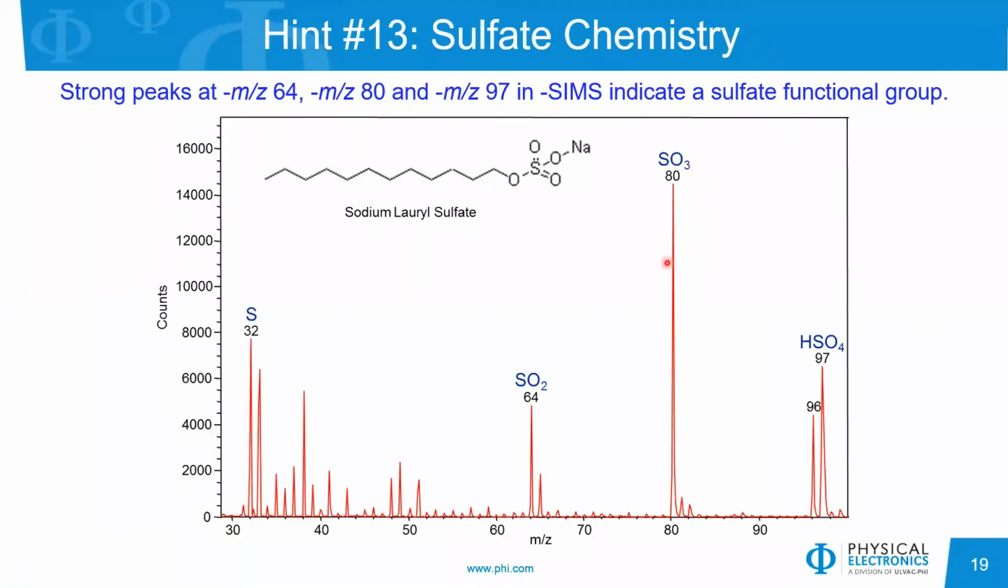Similarly, for sulfate chemistry, you will always see peaks in the negative ion polarity at a mass to charge ratio of 64, 80, and 97. And these are the SO2, SO3, and HSO4 ions. It is not always the case that you will see an intense sulfur peak. But for sulfates, you will always see strong peaks at 64, 80, and 97.